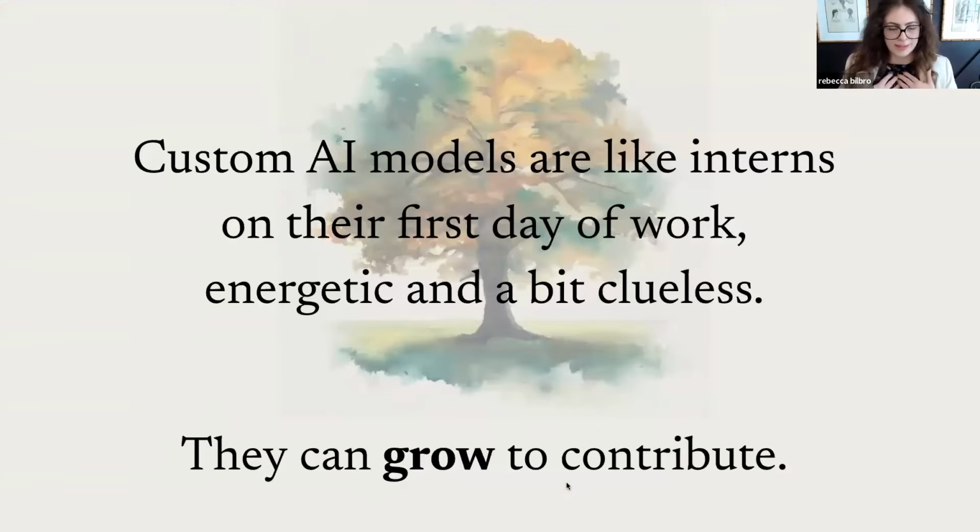In my experience, AI models are like interns, right? It's about how much you're willing to delegate to that intern, but it's also about what an intern is going to be able to learn. So your intern, your AI model, let's say it's a fine-tuned language model, shows up on its first day of work. It's super eager, it's super energetic, and it doesn't really know anything about your use case or what you want it to do. And yes, that is a little bit frustrating.